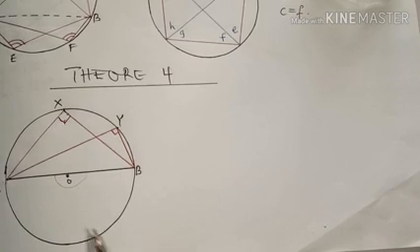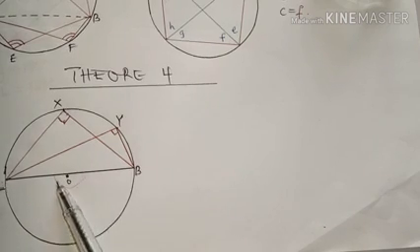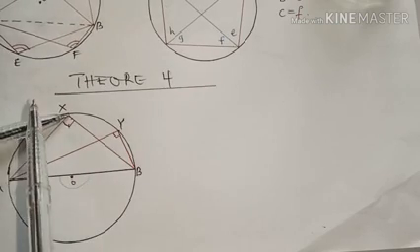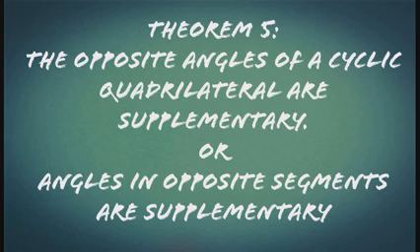And it is true because if I look at this angle here, angle at the center is 180. So if I trace it, angle at the circumference too should be 90 degrees. Theorem 5. The opposite angles of a cyclic quadrilateral are supplementary, or angles in opposite segments are supplementary.